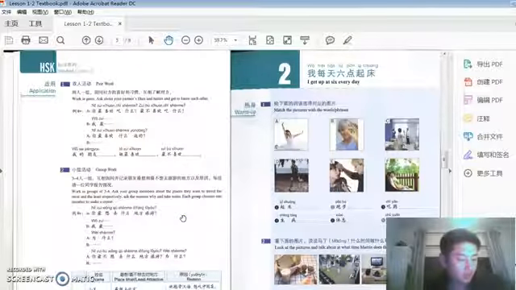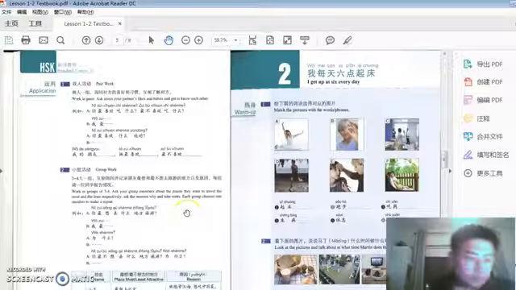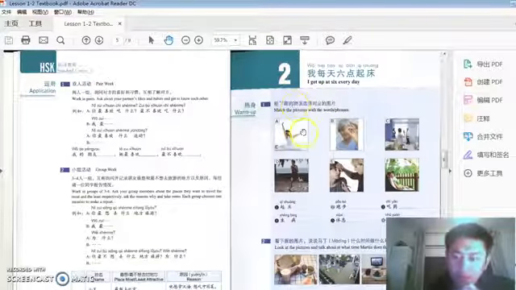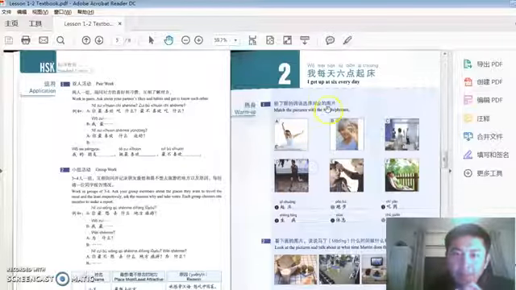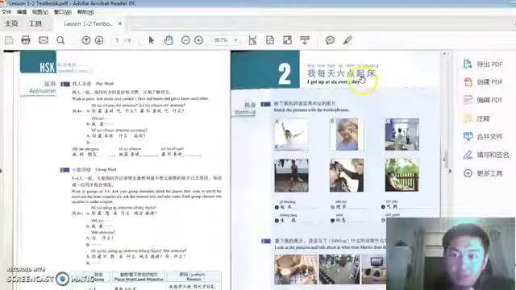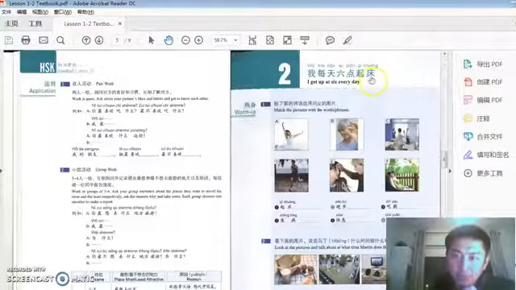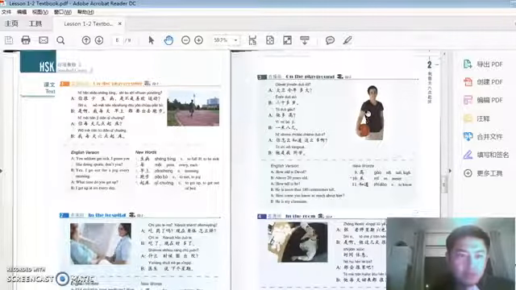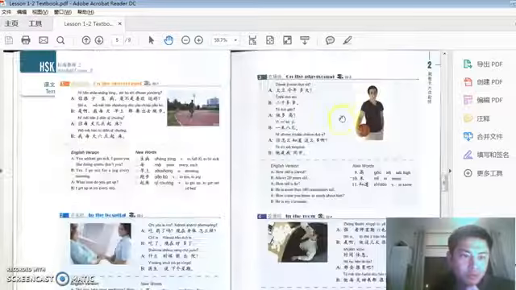Okay, now let's take a look at the second lesson, 第二课 of book 2, and it's on page 9. The title is 我每天6点起床. I every day 每天 every day 6点 6 o'clock 起床 is an action verb to get up out of bed. 起 up 床 bed. Right? Now without further ado, let's just jump right into the first conversation.